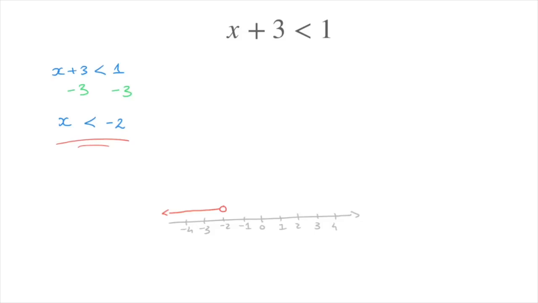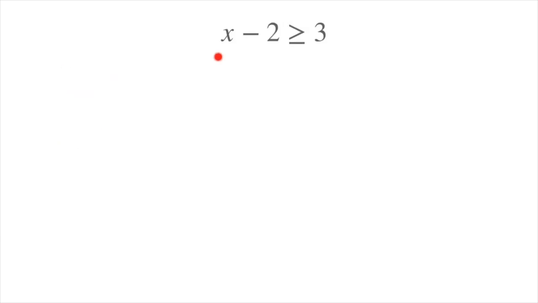Okay, let's look at the next example. Here we need to solve x minus 2 greater than or equal to 3. Well, once more, to solve this inequality, we're going to use inverse operations. We can see here on the left-hand side that 2 is being subtracted from x. So to get rid of this 2, we're going to do the inverse of that. And the inverse of subtracting 2 is to add 2. So we add 2 on the left-hand side. But since we're adding 2 on the left-hand side, we have to do the same on the right-hand side.